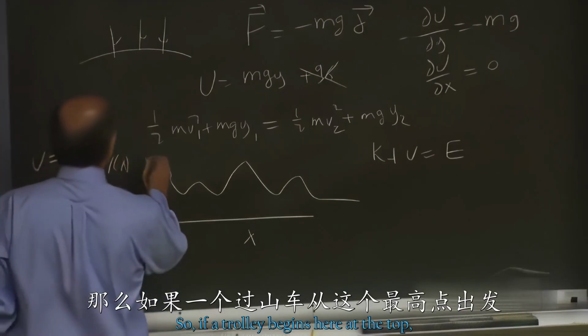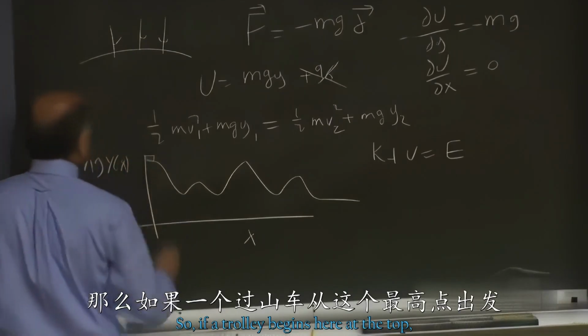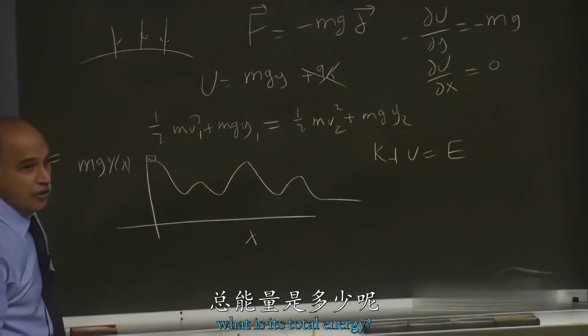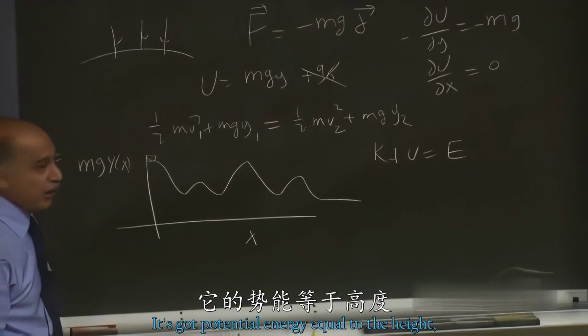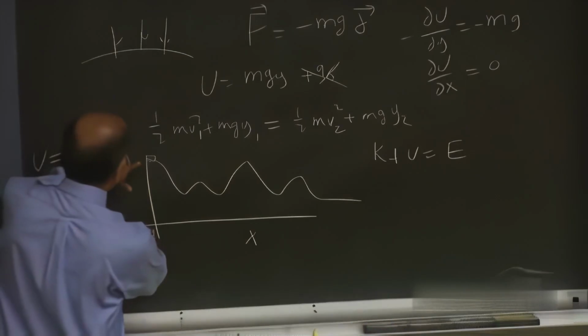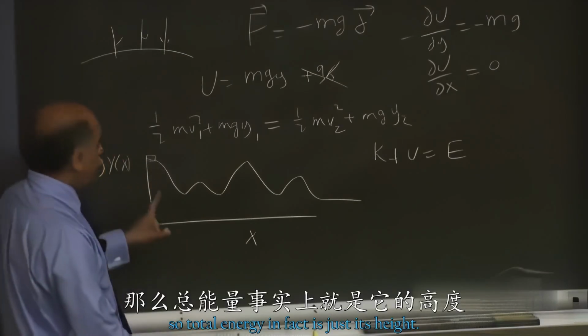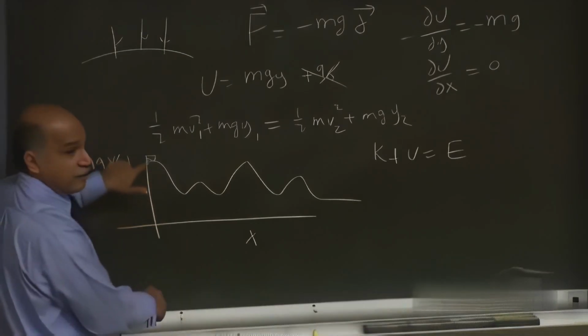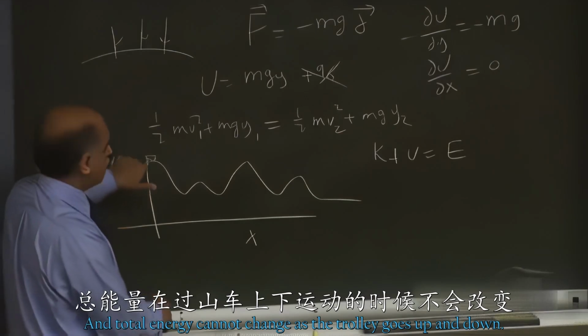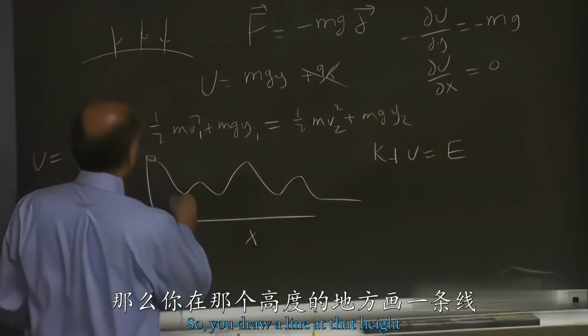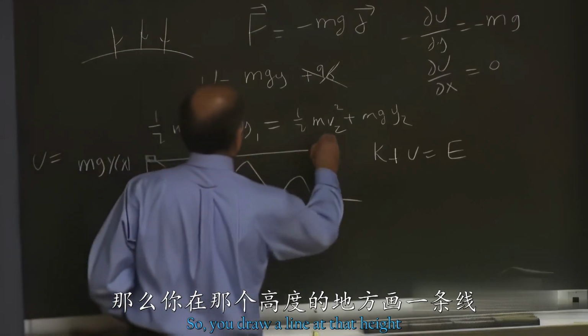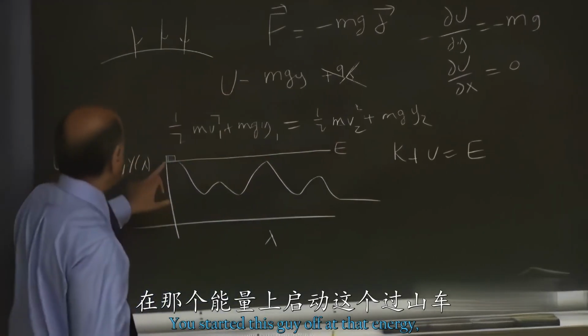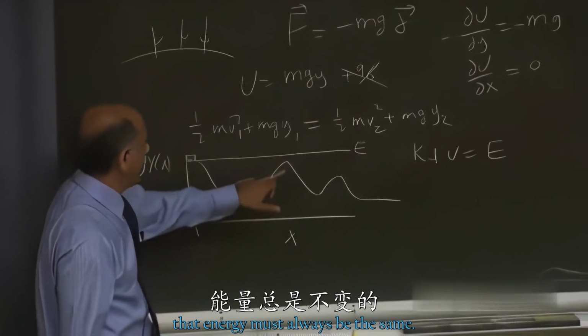So if a trolley begins here at the top, what is its total energy? It's got potential energy equal to the height. It's got no kinetic energy. So total energy, in fact, is just this height. And total energy cannot change as the trolley goes up and down. So you draw a line at that height and call it the total energy. You started this guy off with that energy. That energy must always be the same.